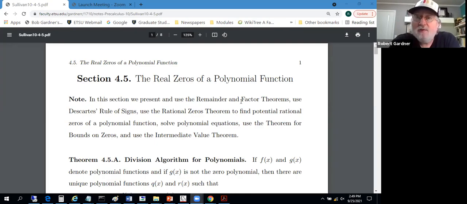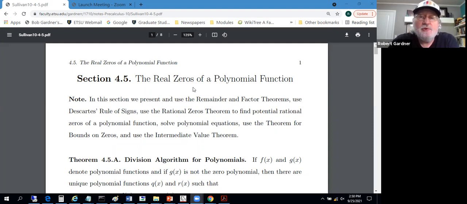On to section 4.5, the real zeros of a polynomial function. Okay, this section's a little bit more theoretical than some of the ones in the past. The real goal is to find zeros of polynomials and maybe to factor. And the idea of factoring a polynomial and finding its zeros are intimately related problems, as we'll elaborate on.